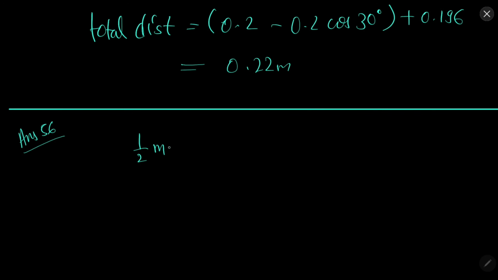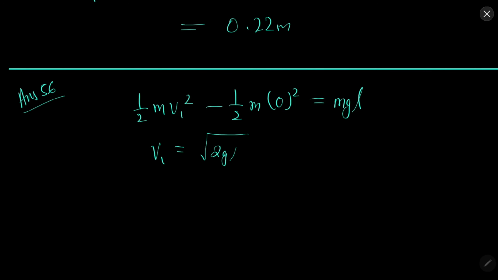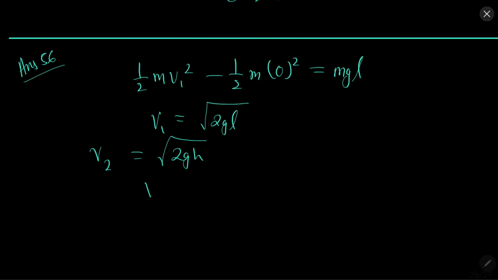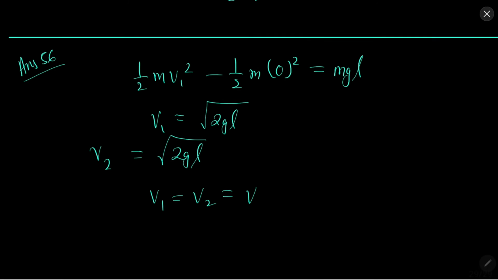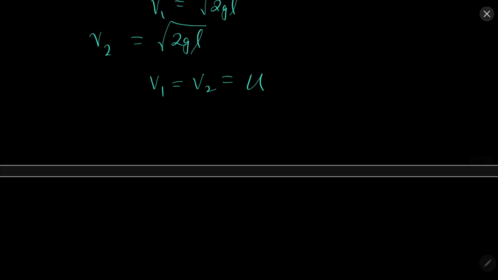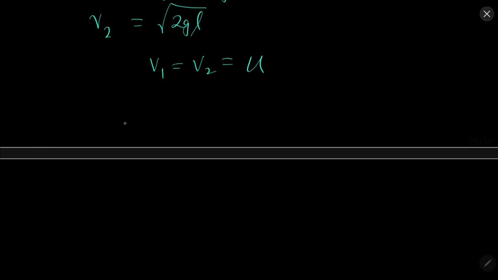So by the work energy theorem we will have this scenario. So ultimately V1 will be root 2gL. Now similarly for the heavy block it will be root 2gH. So V1 equal to V2, let's say this is U. Now according to conservation of linear momentum, m V1 plus 2m V2 equals m v1 plus 2m V2.